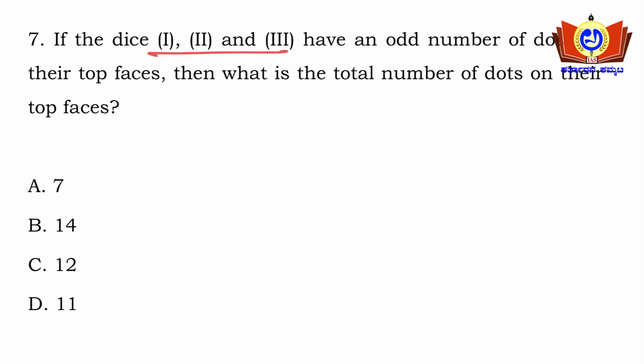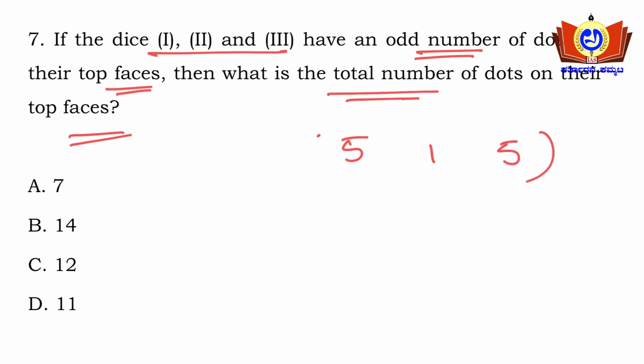If dice 1, 3, 1, 2 and 3 have an odd number of dots on their top faces, then what is the total number of dots on their top faces? Okay, you need to solve the same type here. It is very easy. 5, 1, 5 in the question, in the previous question I have dealt with the same option here. So 5 plus 1 plus 5 will be there. So 5 plus 6, that is 11 is the right answer here. Option D is the right answer here. Okay, so moving on to the passages now.